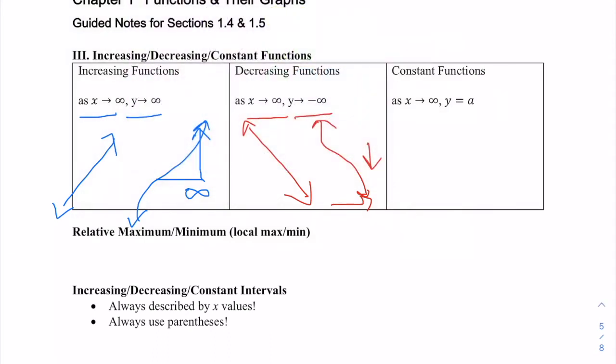If a function is constant, it's always a horizontal line. And so no matter how far you go to the right or towards positive infinity for the x values, you're always going to have the same y value.